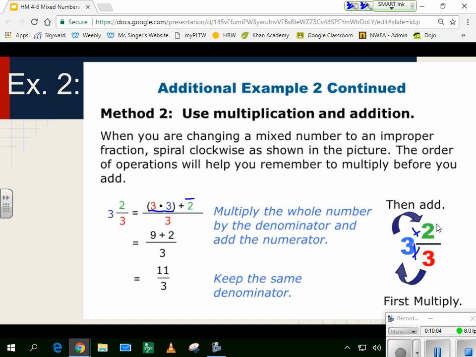And the one thing that never changes is the denominator. The denominator always stays a 3 here through the whole process. So you're only changing the numerator. You're not doing anything to the denominator. Copy this problem down as an example before moving on. Most importantly, copying down our little drawing to explain how you do this.